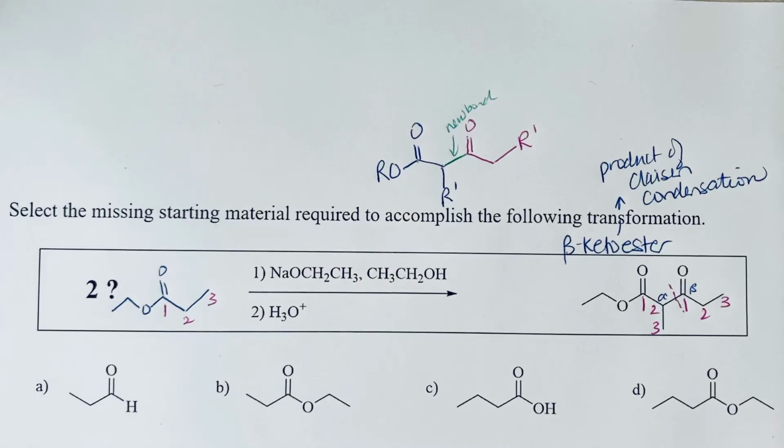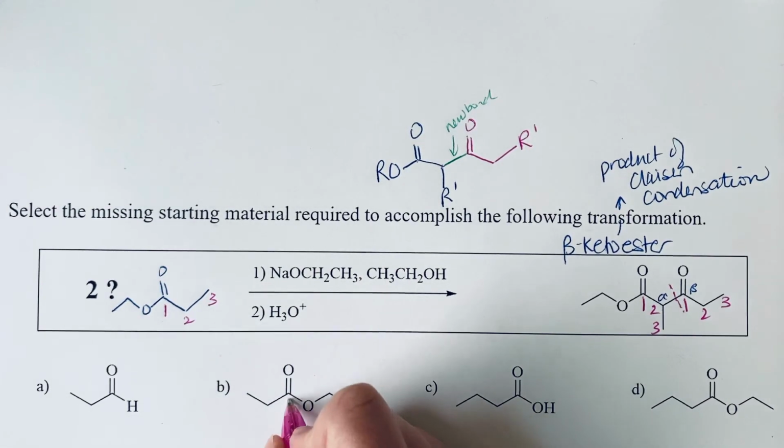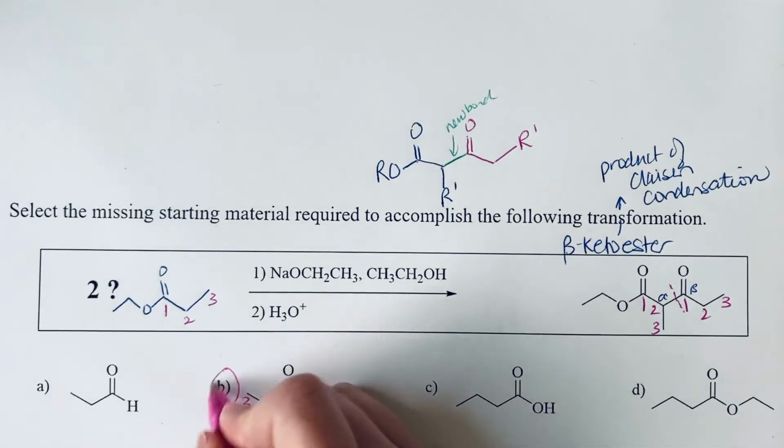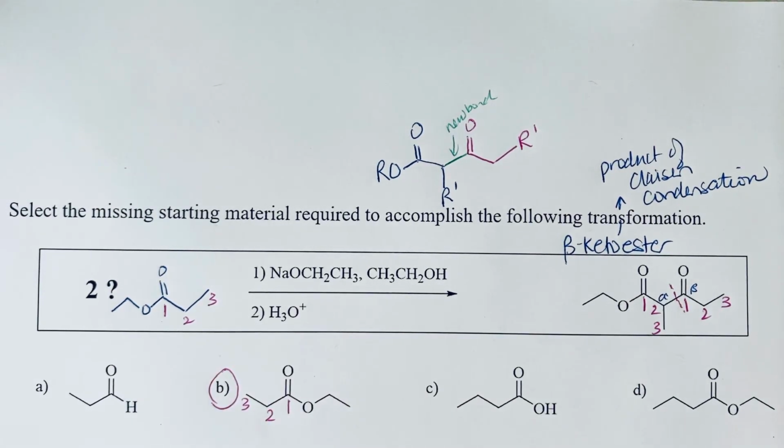And so if we look at our options, it looks like B. So here's those 3 carbon atoms, okay? And the only other molecule here that is an ester that could undergo the Claisen condensation is D.